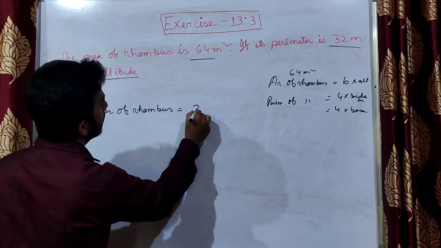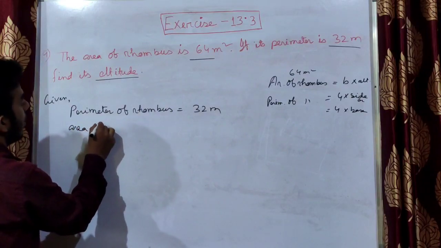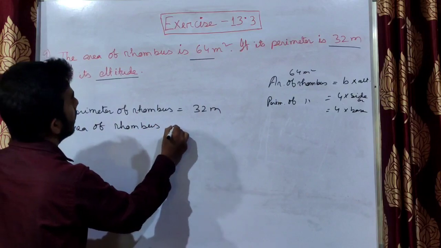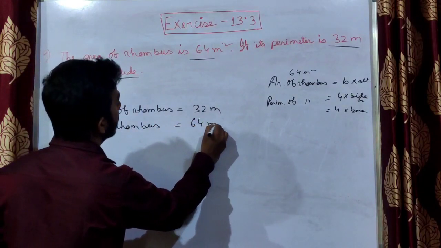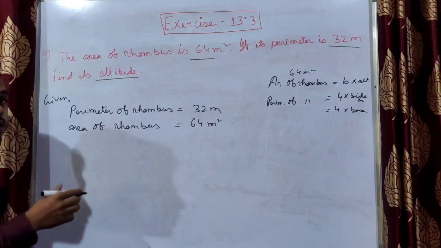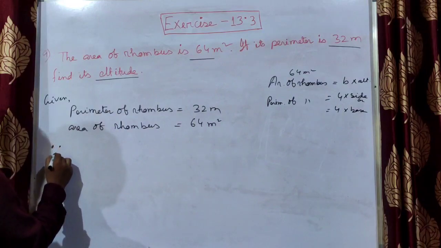Perimeter of rhombus is how much? 32 meter. Next, area of rhombus is how much? 64 meter square. So what I have told you earlier, we have to find first, we have to find base.